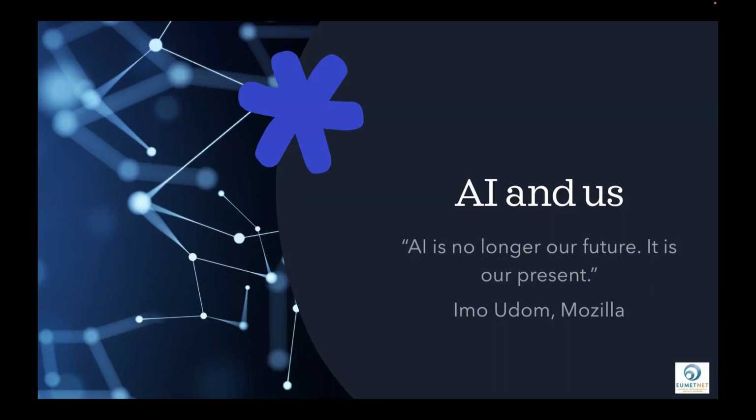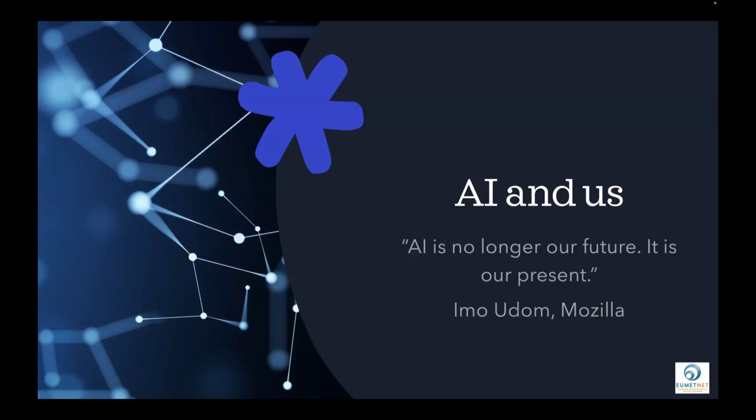And together with my colleague James Russell from the COMET program, we'll share with you some examples of how AI is already being used in the fields of meteorology and training. And so we wanted to start with this quote from Imo Udom from the Mozilla Foundation, in which he said that AI is no longer our future, it is our present. And I hope that in today's sessions, you're going to see some very concrete examples of how AI is already being used in various professions around the world.